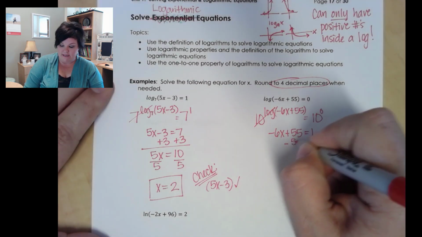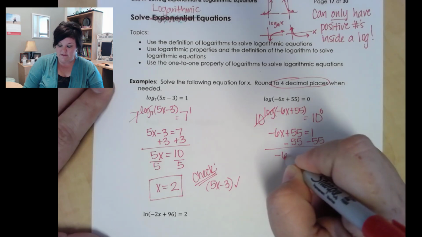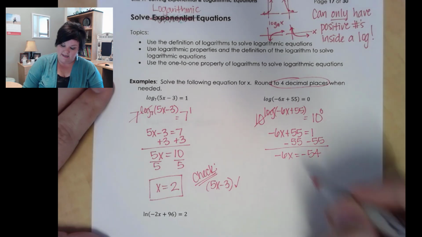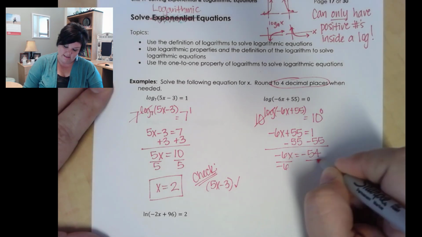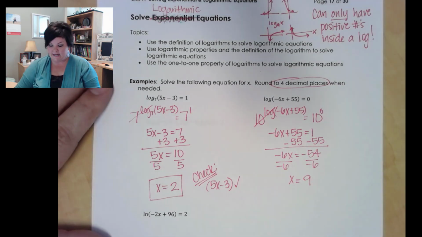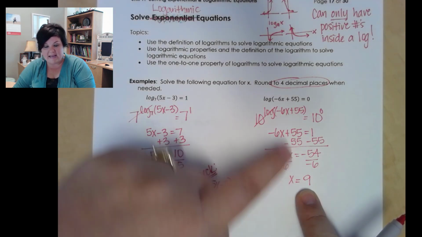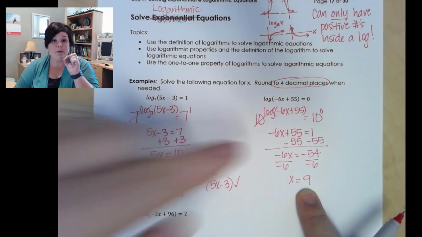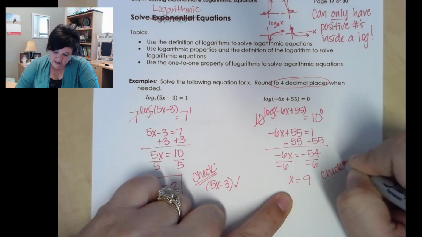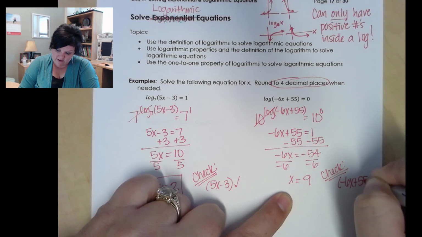So I'm going to subtract my 55. So I end up with negative 6x is equal to negative 54. And then I divide off my negative 6, which gives me x equals 9. Again, I don't even care what this number is, but I have to make sure when I plug that back inside my log that I get a positive value. So I'm going to go ahead and say we're going to check my inside value, which is negative 6x plus 55.